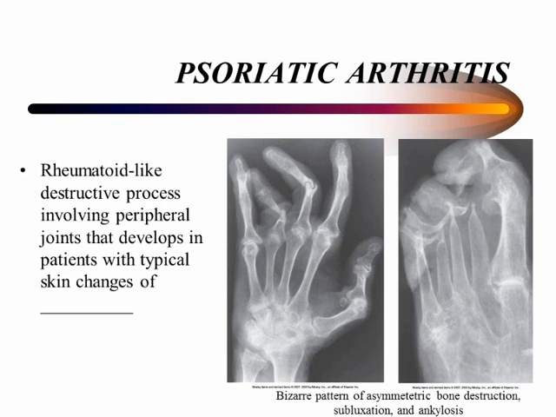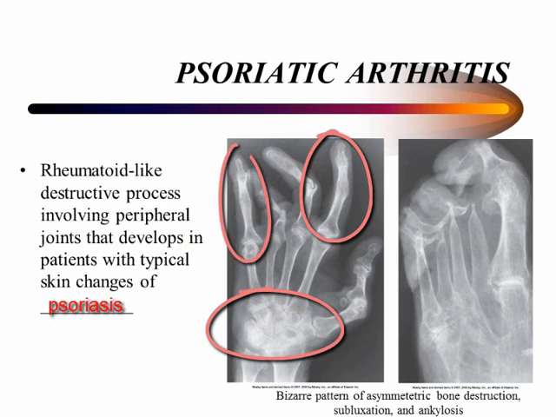Psoriatic arthritis is a rheumatoid-like destructive process involving peripheral joints that develops in patients with typical skin changes of psoriasis. In the PA projection of the hand, notice the bizarre pattern of asymmetric bone destruction, subluxation, and ankylosis. Notice the particularly severe pencil and cup deformity of the third proximal interphalangeal joint and the bony ankylosis involving the wrist and phalanges of the second and fifth digits.